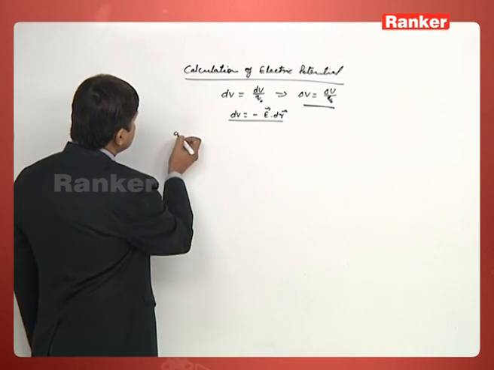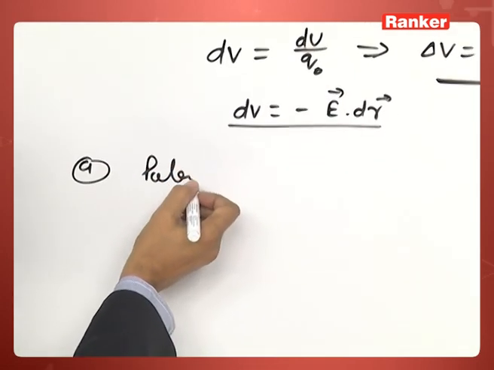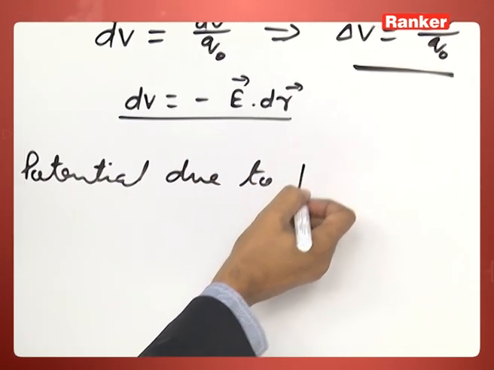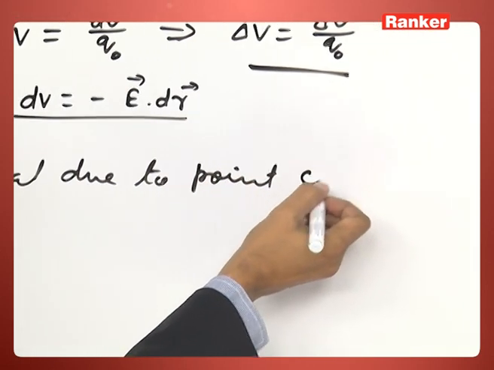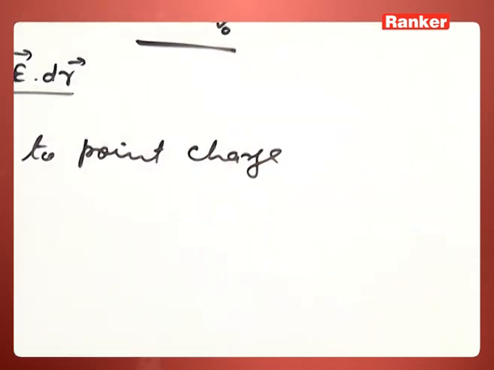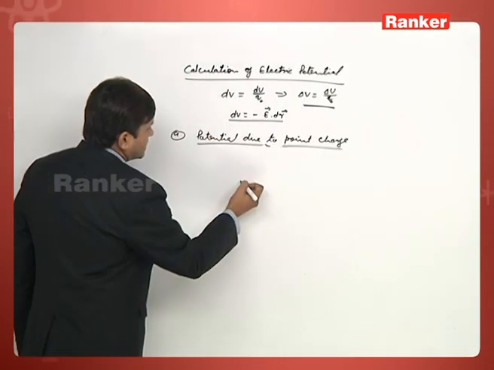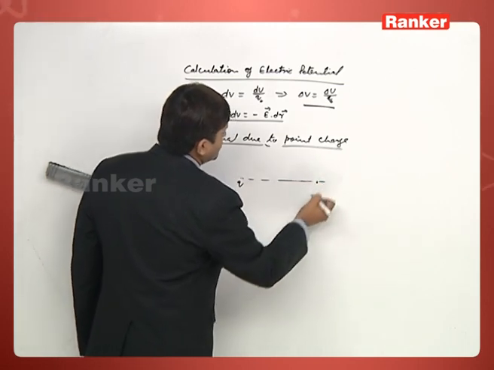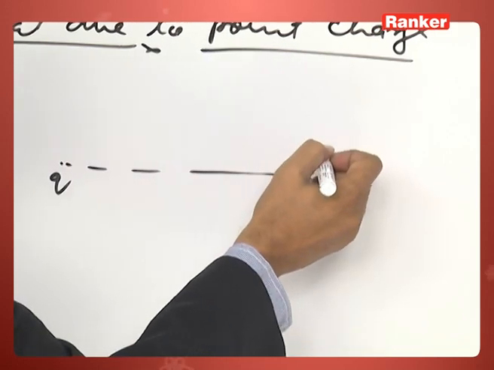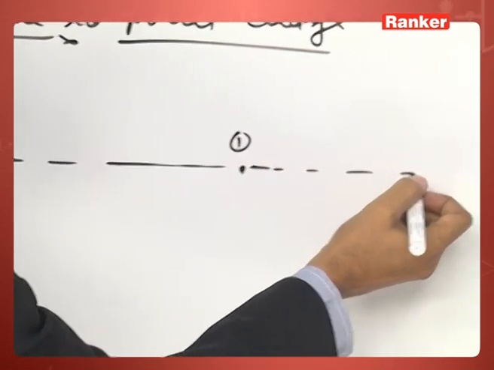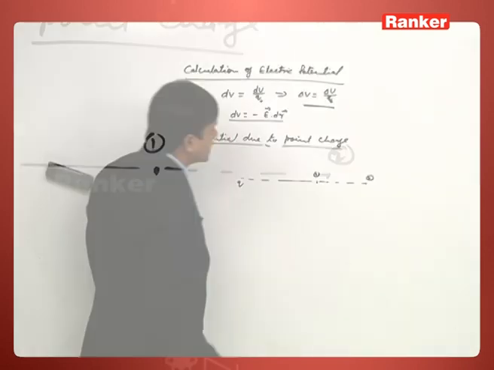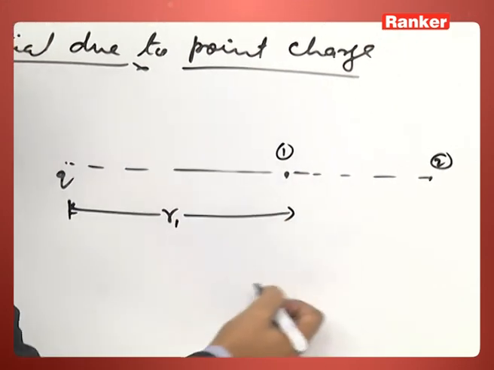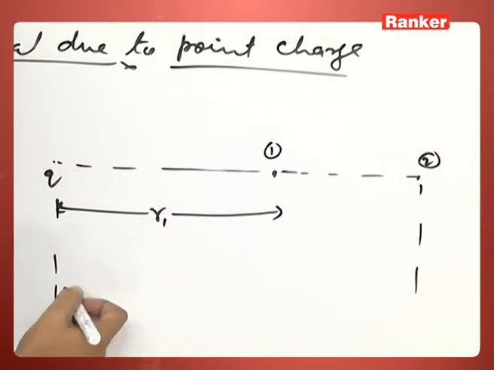First, potential due to a point charge. Let a point charge Q be kept here, and we want to calculate the potential due to this charge at different points, the potential difference between these two points, point 1 and point 2. Let point 1 be at distance r1 and point 2 at distance r2.